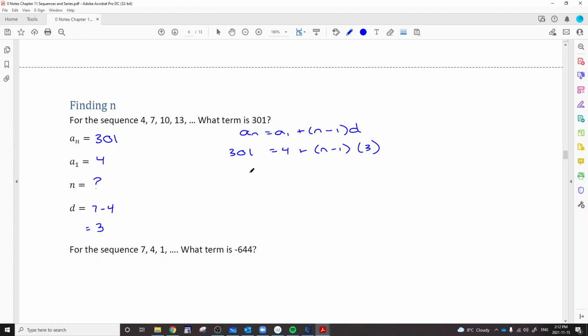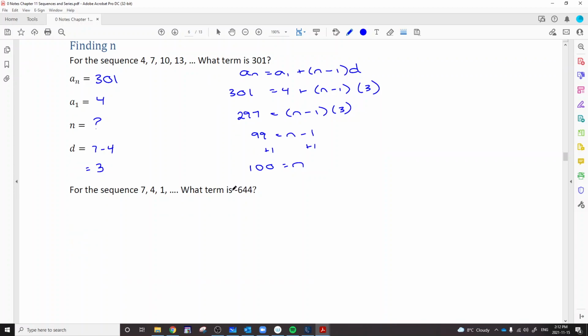So I'm going to subtract 4. So 301 minus 4 gives me 297. Now I'm going to divide both sides by 3. So 297 divided by 3 gives me 99. And then I'm going to add 1 and get 100. So 301 is the 100th term in this sequence.